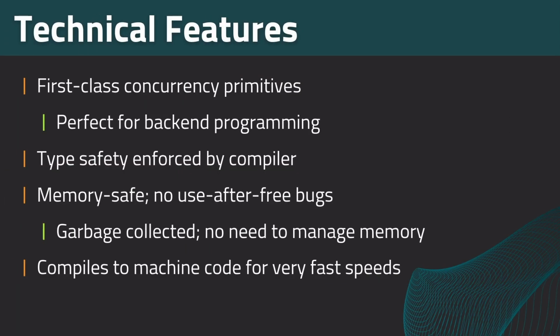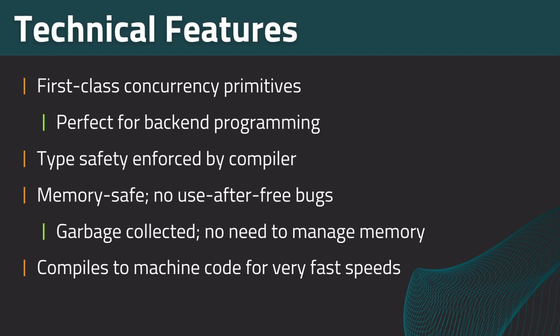A few technical features about the Go programming language are that it has first-class concurrency primitives, and this makes the language perfect for back-end programming, such as making web servers. The Go language also has type safety, which is enforced by the compiler. So you'll be able to write your code as if it's like C, but then you'll get type checking as if you're writing C# or Java. This helps make programs much easier to write and tracks down lots of bugs.